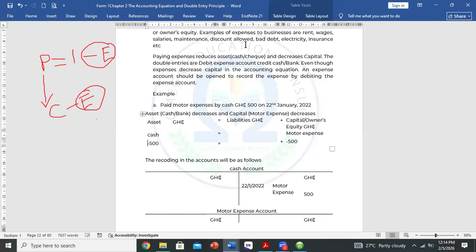Let me see if I can give you another example for you to appreciate. Let me bring the figure down. So you paid 100 today. Tomorrow you pay 20, right? Cumulatively, your electricity bill is 120. It's no more 100 like you paid yesterday. So when you pay expenses, your expenses increase. But it decreases capital.